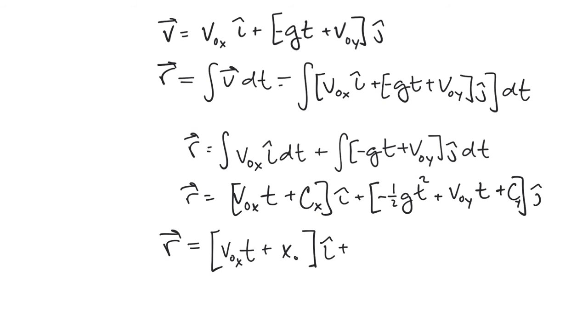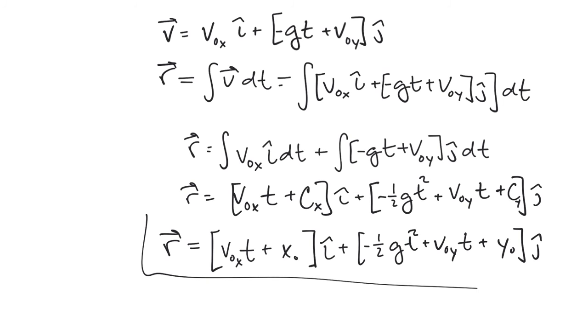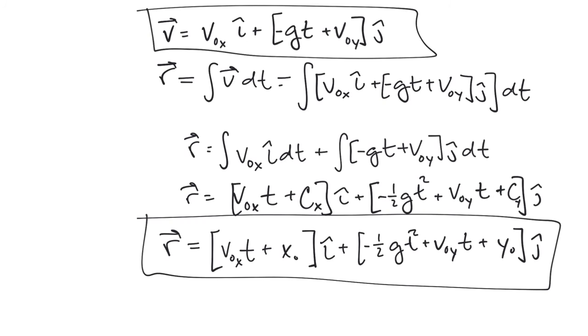And then that is plus negative 1/2 gt squared, plus v naught in the y direction times time, plus c, which is going to be our initial y value, that's times j. So there is your position function. It came from our generic velocity function, and this will apply to every single projectile. All projectiles that you could possibly have will follow this exact formula.